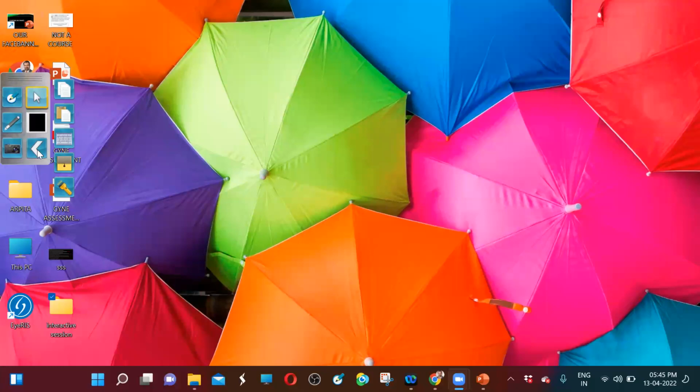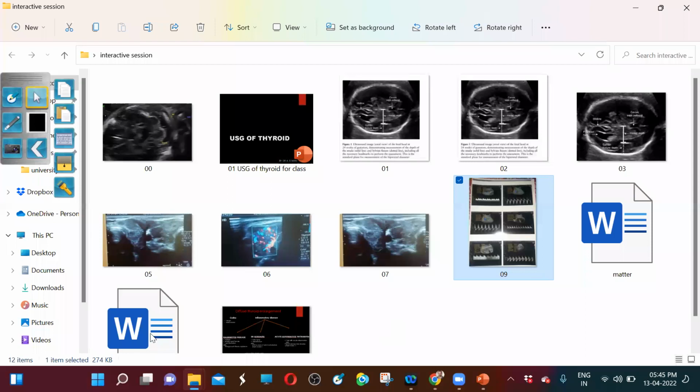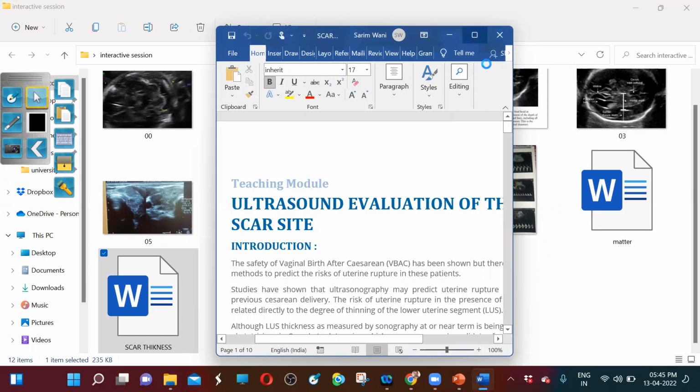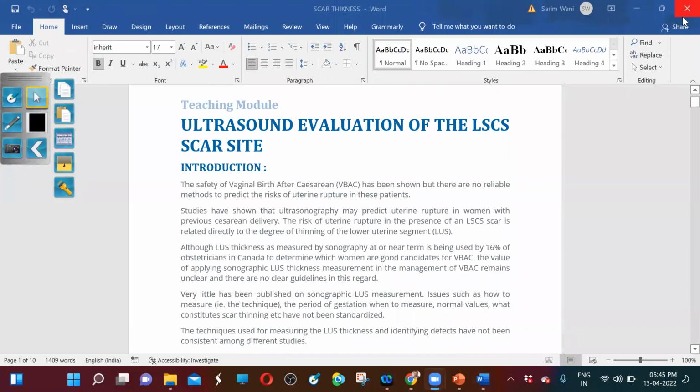So now going to the scar thickness. So first of all, regarding this scar thickness, what should I see? What should be the choice of investigation, TVS or TAS? The choice of investigation is, of course, TVS, transvaginal scan.